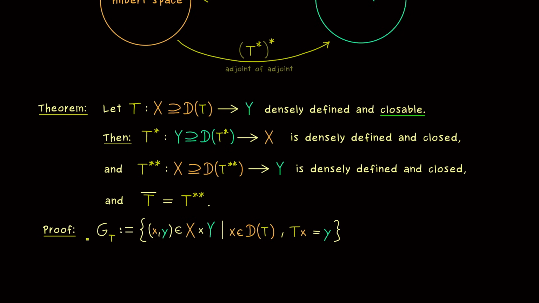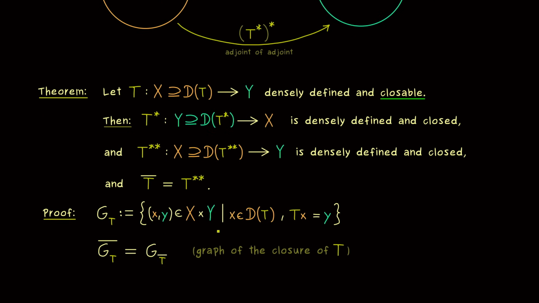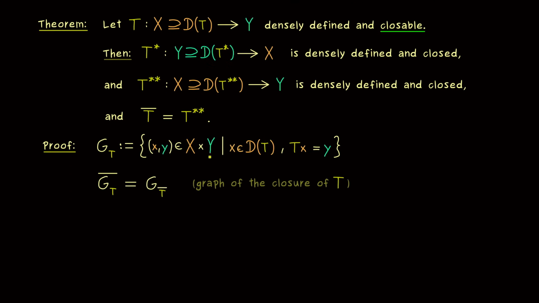So please recall, our graph G_T consists of the pairs in X times Y, where x comes from the domain of T and y is the image of x under T. And now, since by assumption T is closable, we know that the closure of this graph is a graph again. And by definition, the corresponding operator is the closure of T. So we can write that this is the graph of T overline. So you see, in order to write down the proof here, we actually should work in the Cartesian product of X with Y. And there it's not hard to see that X times Y is actually also a Hilbert space.